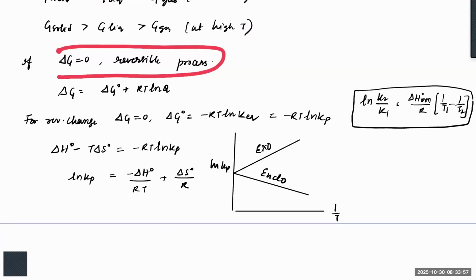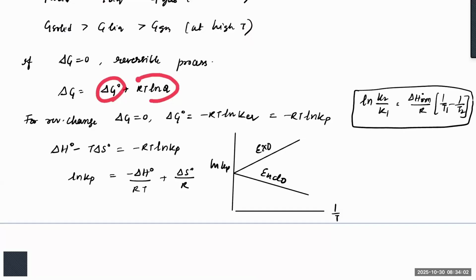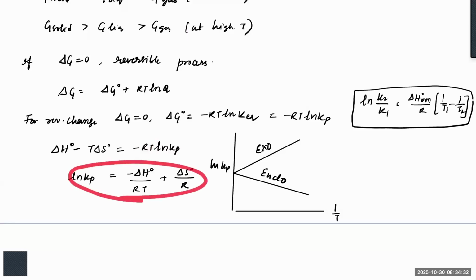Delta G is equal to 0 for a reversible reaction, and the general equation for delta G is delta G naught plus RT ln Q. For a reversible change, delta G is equal to 0 and delta G naught is equal to minus RT ln K equilibrium, right? So I can write it as minus RT ln K. Delta G naught can also be expressed as delta H naught minus T delta S naught, which is equal to minus RT ln Kp. So if I bring this RT to the left hand side, I will get this equation.